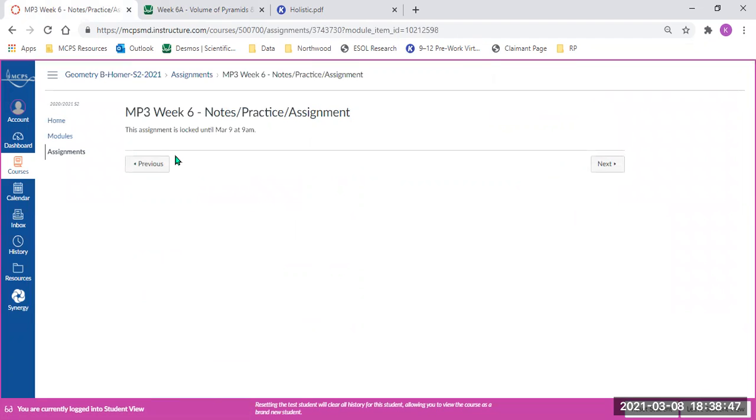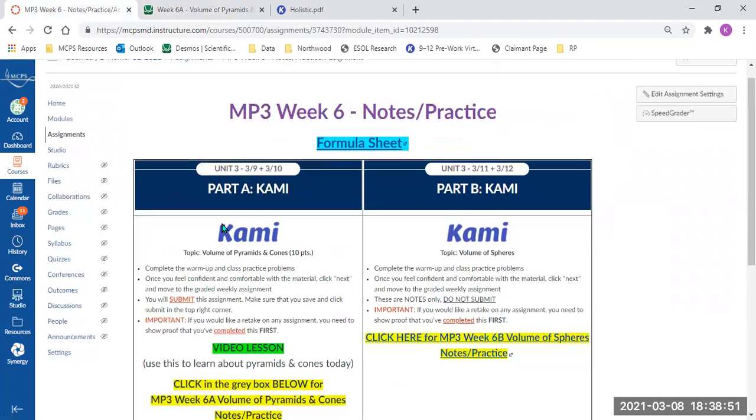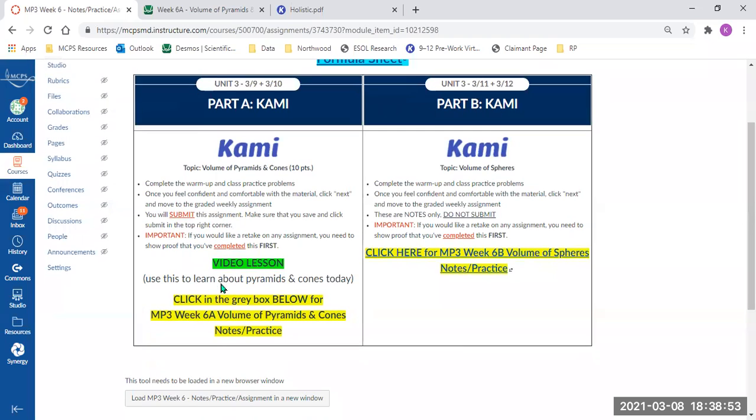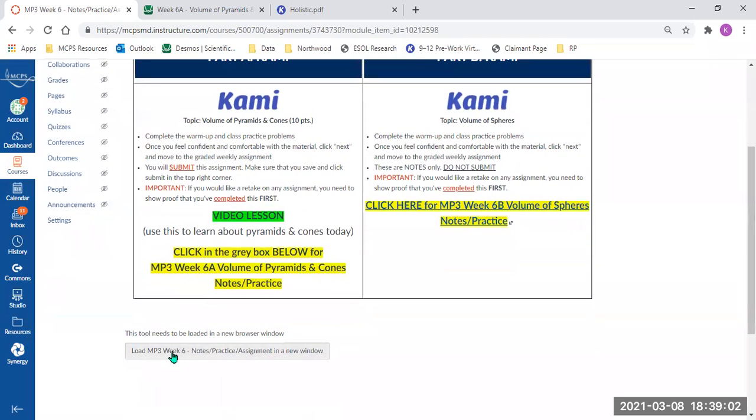Oops, and it is locked until that time. All right, let me leave student view for a quick second. Oh, my wonderful coworkers. So this lesson, this video will be in here. They're just wonderful, and they really do a great job with these setups. All right, you can do your notes and practice assignment here.